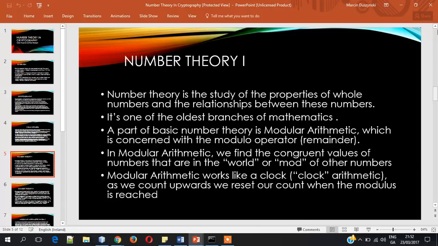Number theory is the study of the properties of the whole numbers and the relationships between those numbers. It's one of the oldest branches of mathematics. Part of basic number theory is modular arithmetic, which is concerned with the modulo operator, or the remainder. In modular arithmetic, we find the congruent values of numbers in a world or mod of other numbers. Modular arithmetic works like a clock. As we count upwards, we reset our count when the modulus is reached. That clock arithmetic, or modular arithmetic, or whatever you want to call it, is important in every single crypto system we use today. I'm going to show you in the next slide how it works.